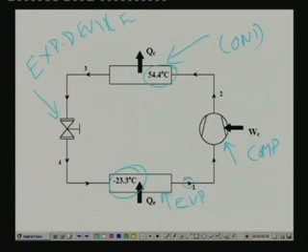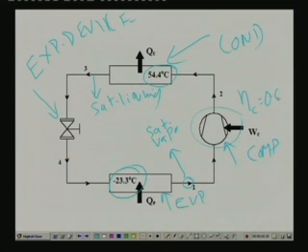So, the exit condition, this is saturated vapor, and this condition, that is at the exit of the condenser, is saturated liquid. Okay, so this is the information given, and this compression is not ideal. So, you have an efficiency for the compressor which is given by 0.65.